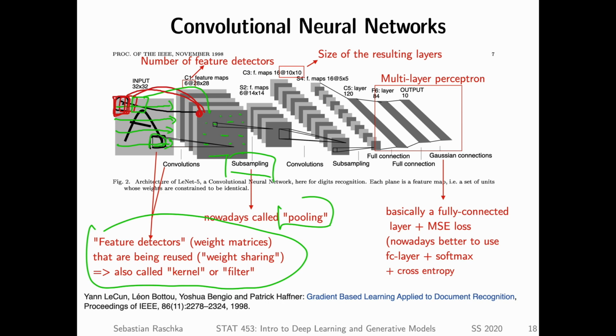In this particular paper, they used what they call Gaussian connections, which are essentially fully connected layers with a mean squared error loss. However, nowadays it's beneficial to use softmax and cross entropy if we do classification. So in fact, most modern CNNs are using softmax and cross entropy in the last layers.